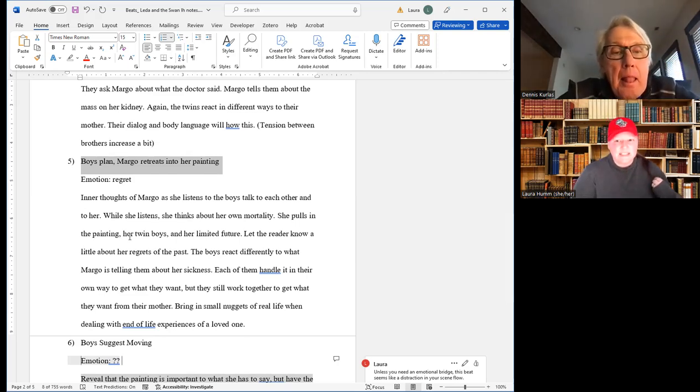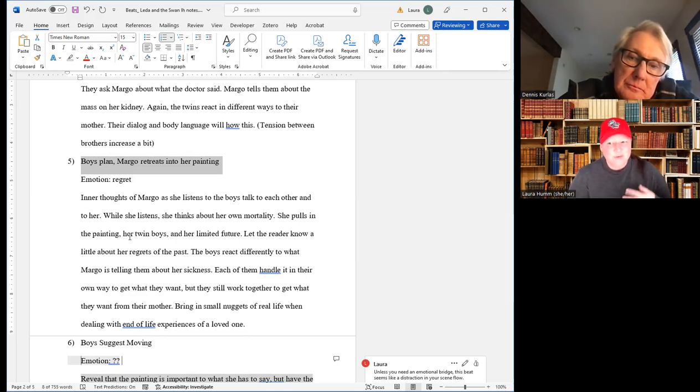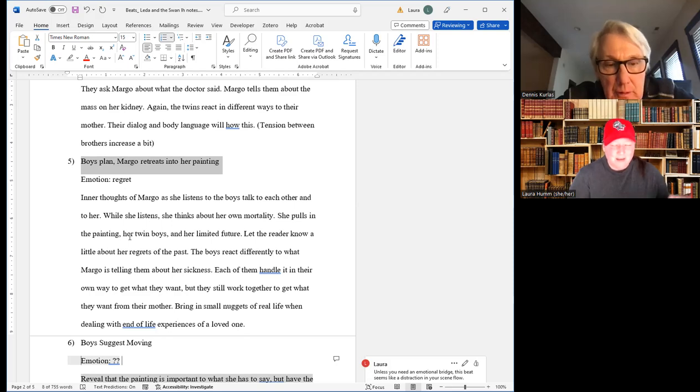Margot kind of retreats into her painting. As she retreats, she's feeling some regret, and that regret works on both sides: she regrets that the boys aren't as close as she wants them to be, regret that she's not going to see them, regret that she has this other big deal to tell them. But regret is a really strong emotion that readers connect to really well.